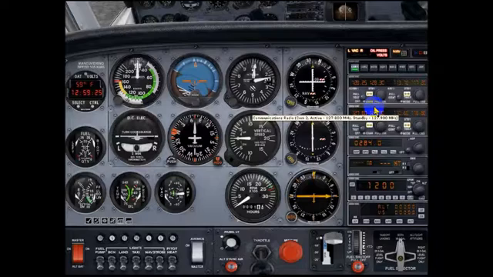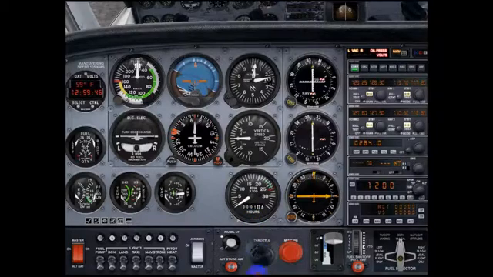All right, so the mixture's rich, there's no carb heat. Master switch on. The alternator and battery switch is considered the master switch, and it is labeled as such. It's on. We don't need to prime the engine.